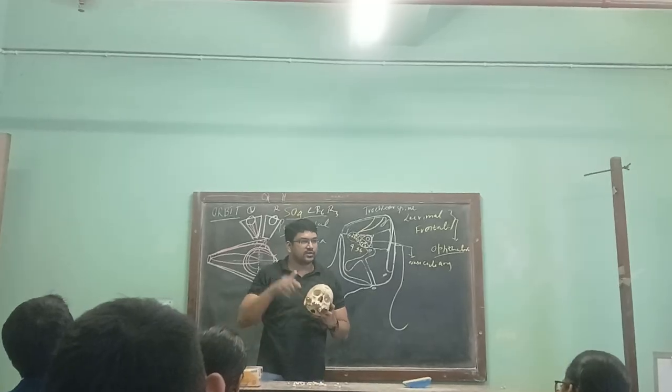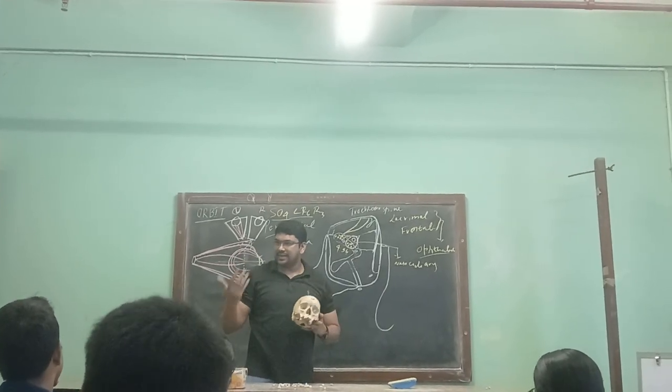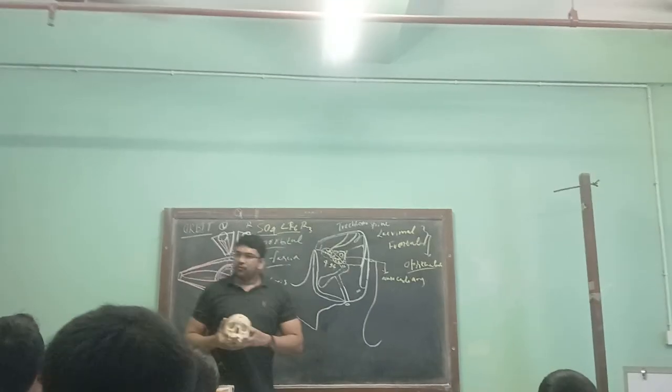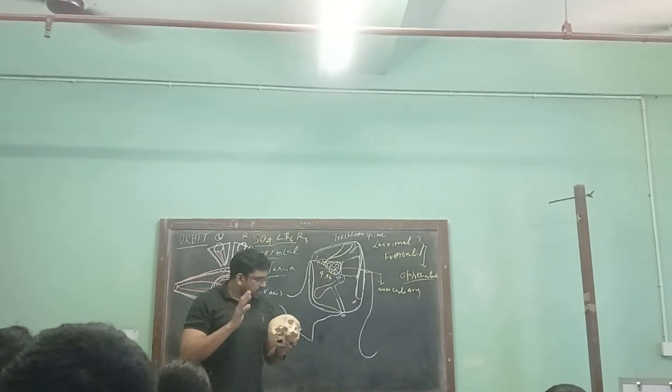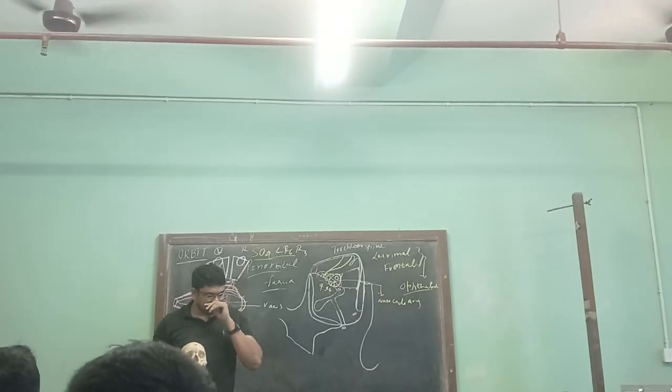So which muscles are producing all these movements? First of all, I'll discuss the obliques so that you can understand the rest of the muscles very easily. Okay. First of all, what are the muscles over here? Superior oblique and inferior oblique muscles over here. Okay, first of all, let us see the superior oblique.